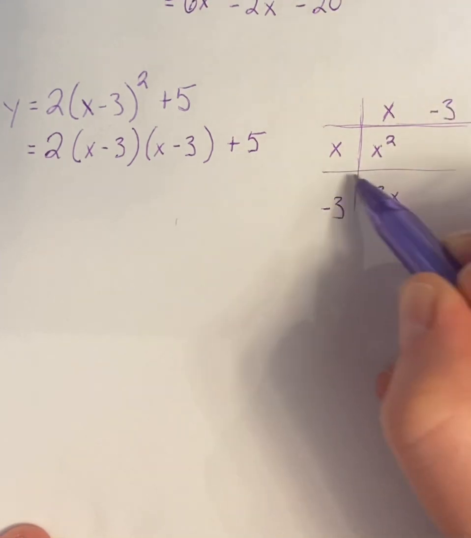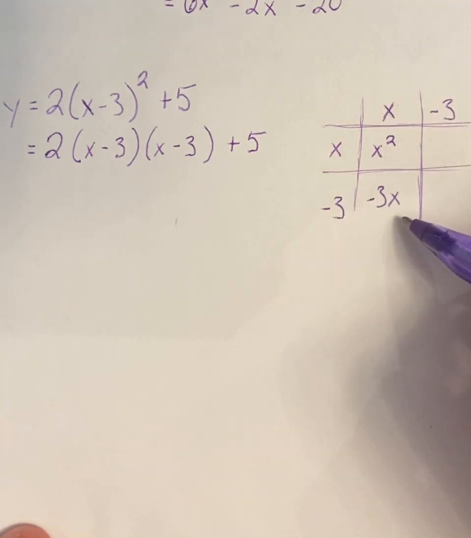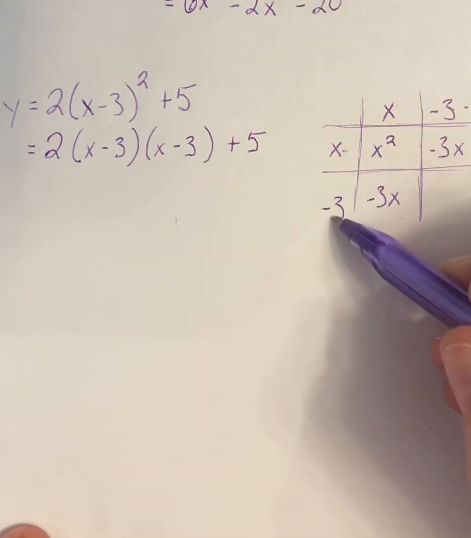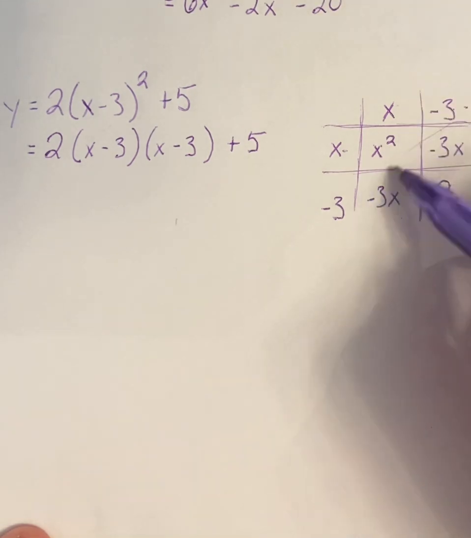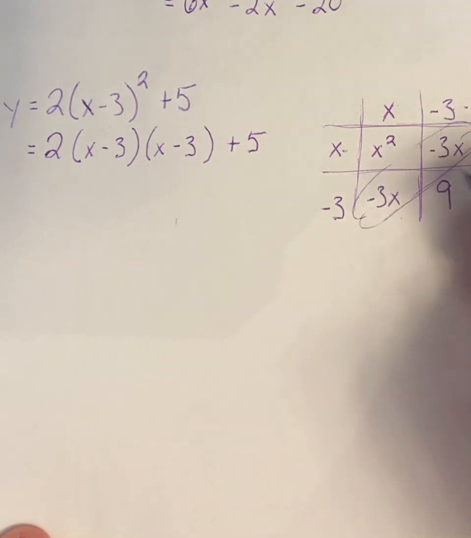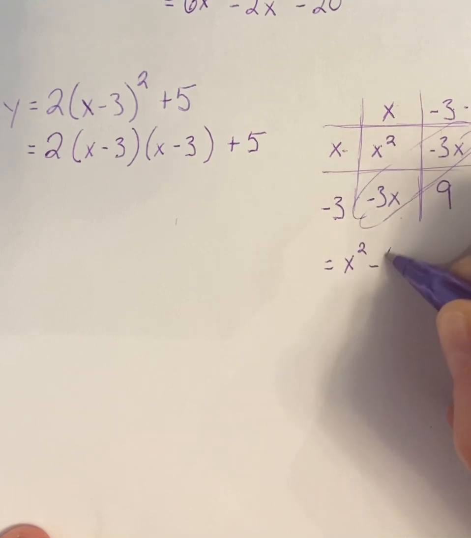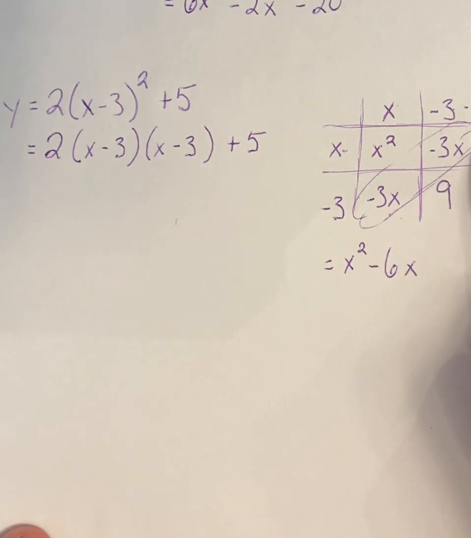Oh, and I'll add these extra lines for you so you can see. Okay, so we've got x times negative 3 is negative 3x. Negative 3 times x is negative 3x. And negative 3 times negative 3 is positive 9. So if I add all of these together, it will give me x squared minus 6x, because that's negative 3 plus negative 3, plus 9, because I got my 9 left over here.